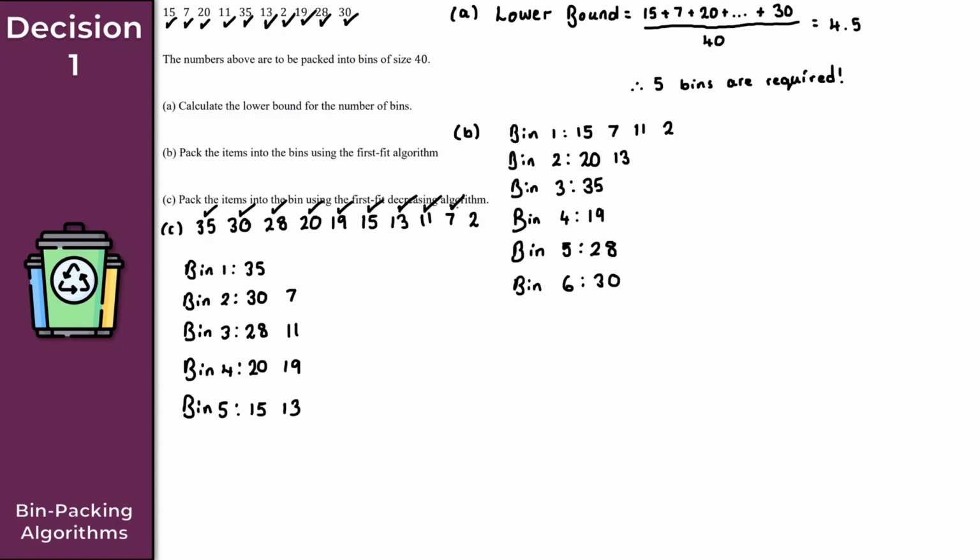And then finally, the very last number here, we're nearly there, right, guys? So for the very last number here, 2, what bin does that go into? Well, clearly that just goes into bin 1, right? Because we've got 5 units of space left here. So we put 2 into bin 1, and there we have it. So we have now packed the items into the bin using the first fit decreasing algorithm, and this here is our solution, okay?